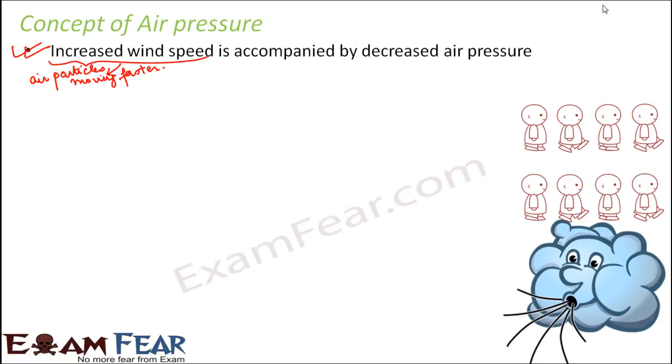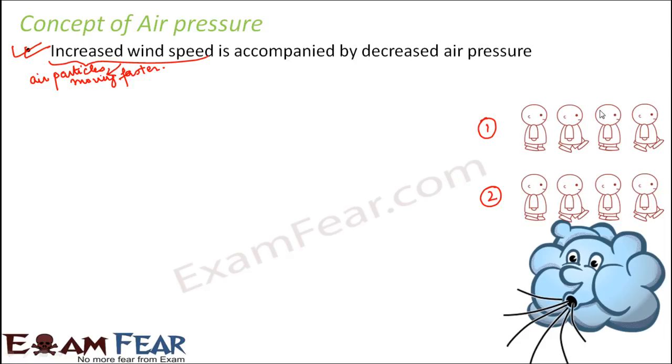So what was the difference that you observed in these two scenarios? In the first scenario, since each child is moving slowly, they have enough time to ring the bell. In the second scenario, each child is moving very fast, so they do not have time to ring the bell. The same thing happens here. When I talk about wind speed, we are talking about the air particles. Here each of these children represents an air particle.